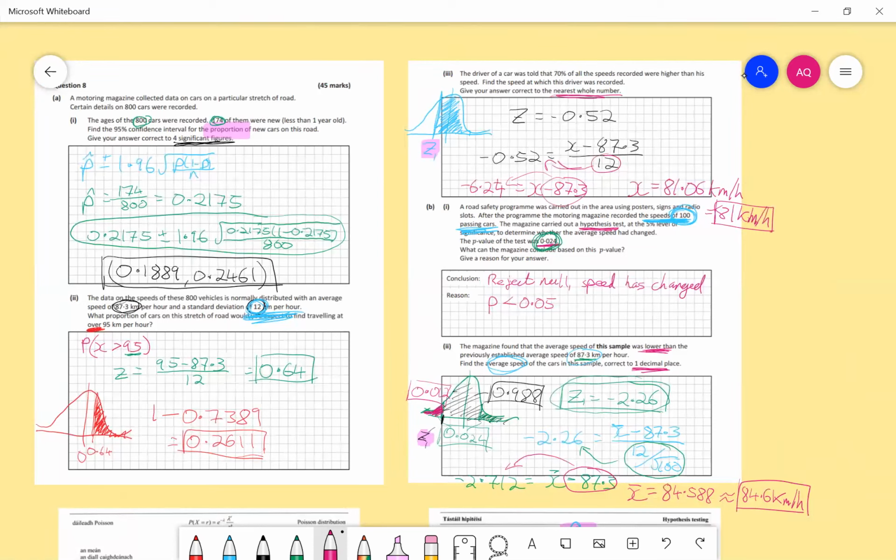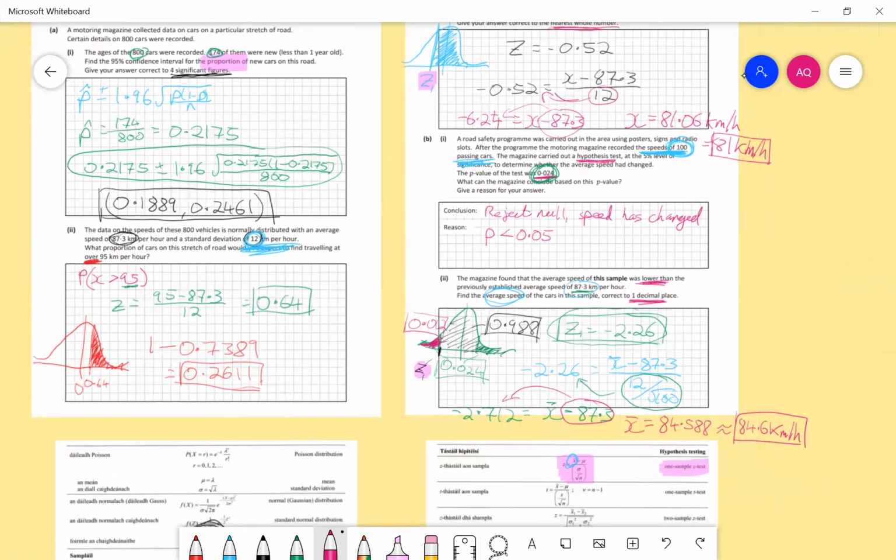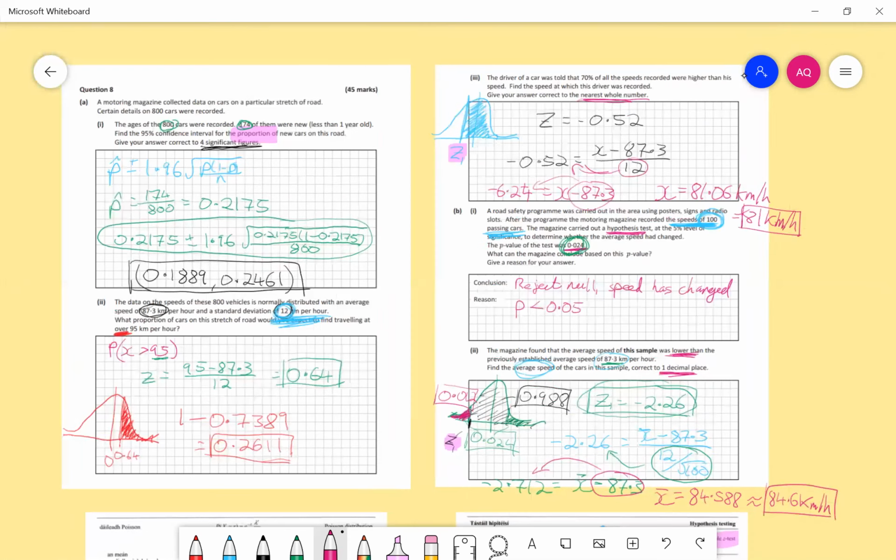Last part, probably the main tricky bit in it. We have to use the p-value to get the test statistic, and then from the test statistic, use that formula at the top of the log tables on the right there. Use that formula to find x bar, because we have z found from the p-value, we have mu, and we have sigma, and we have root n. There we go. That is the whole question done.